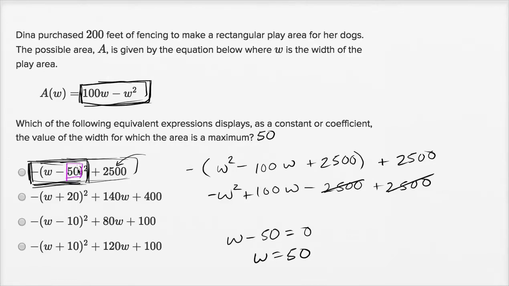And this is why this form is so valuable. You want to say, look, the area is going to have a maximum value when this part right over here is not taking anything away from the 2500. In fact, 2500 is going to be that maximum area. And when do we reach it? When this thing is 0. This thing is 0 when W minus 50 is equal to 0, or when W is equal to 50. So I would definitely pick this one here.